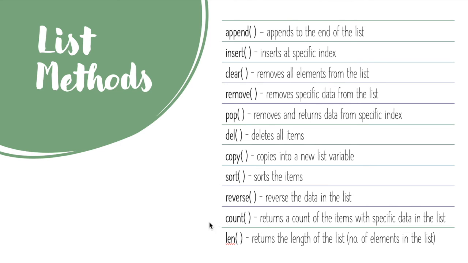Up next we have count and we have length. So the difference between count and length is that length returns the length of the list. So if there are duplicates, it will just simply return the count of all the elements in the list. Count returns a count of the items with specific data in the list. So if there are duplicates, then you can use the count function to see how many of those items are present.